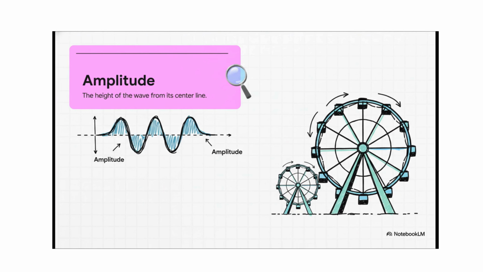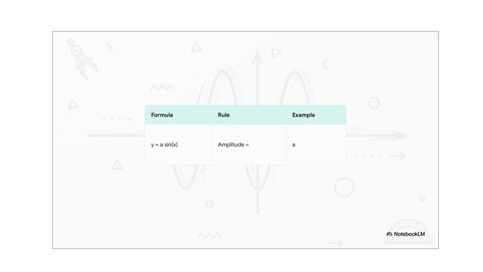So our first dial is called amplitude, and this is the height of the wave. How tall does it get? We measure it from the middle line up to the very highest point, or the peak. Going back to our Ferris wheel, this is like changing how big the wheel is. A bigger wheel means a bigger radius, which means you go way higher and way lower. That's amplitude. The rule for this is super simple.